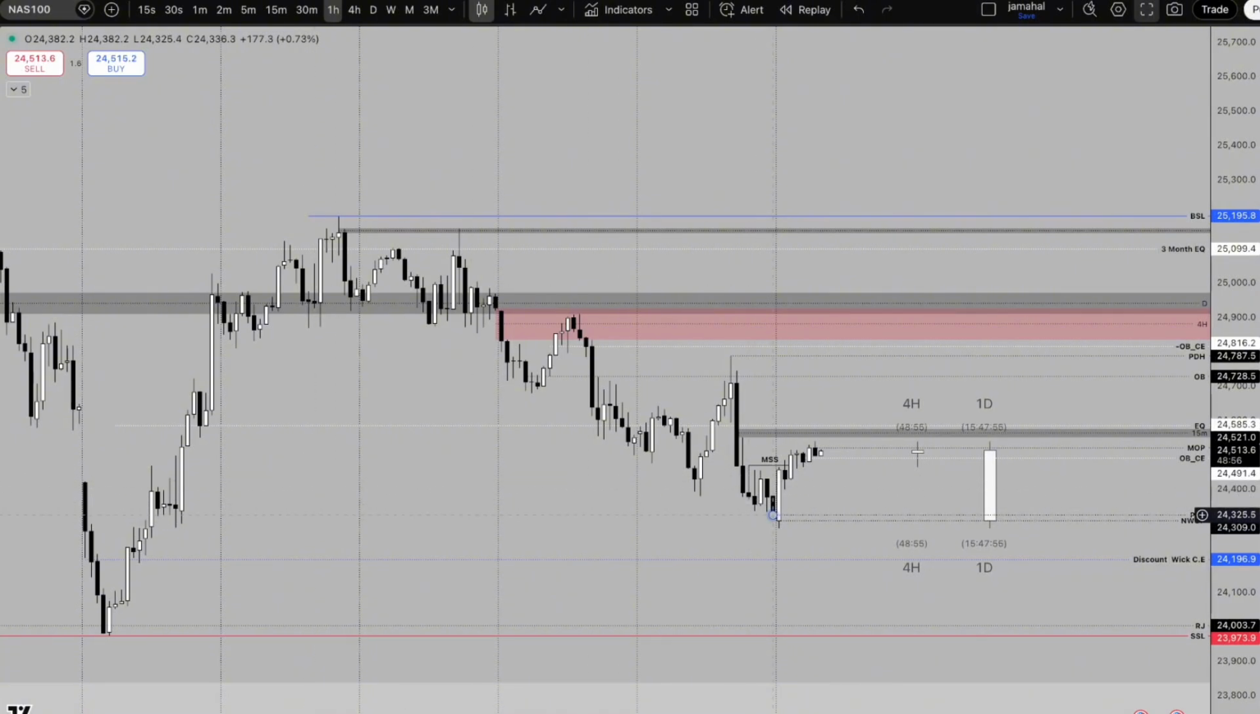And initially it made an attempt. It looked like it was going to make an attempt to run out these lows, but it didn't, and then it ended up printing an imbalance candle right here to the upside.